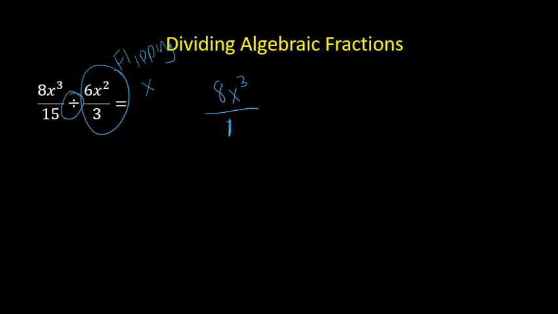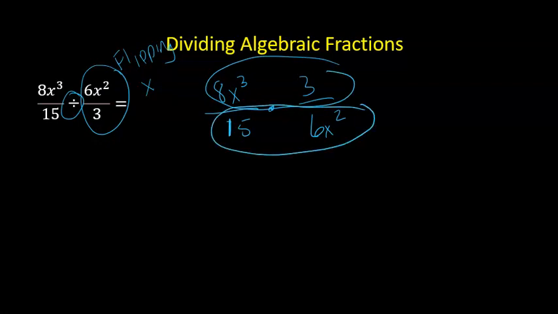8x^3 over 15, times 3 over 6x^2. All I did is flip the second fraction or term, and then I changed it to multiplication. That's all I did. And then I put these together, and then I put these together. If you're wondering, the flipping thing is called inversing the fraction, or the inverse of the fraction, right? Because we're inverting this right here.